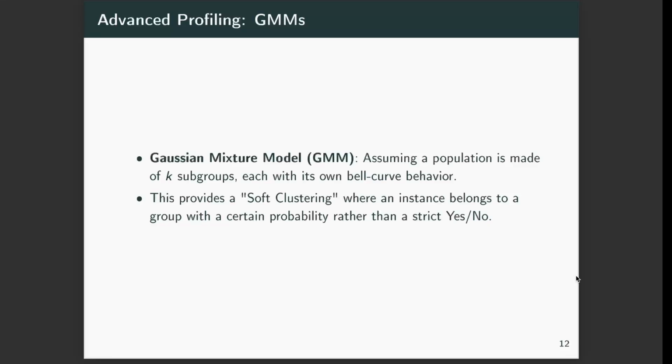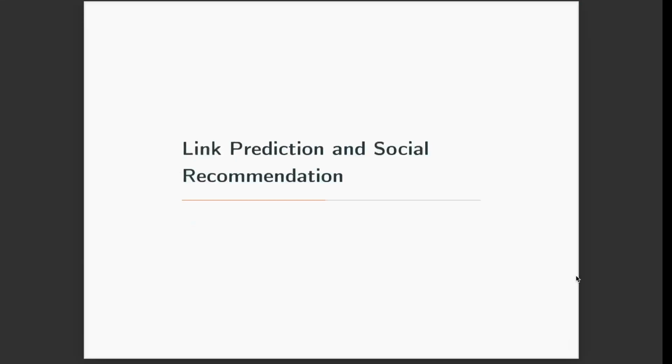For profiling and anomaly detection, GMMs are particularly powerful because they can capture the complexity of a multimodal population and flag anomalies precisely. A data point that has low probability under all k-component distributions is a genuine outlier relative to the entire population model. Section 4, Link Prediction and Social Recommendation.